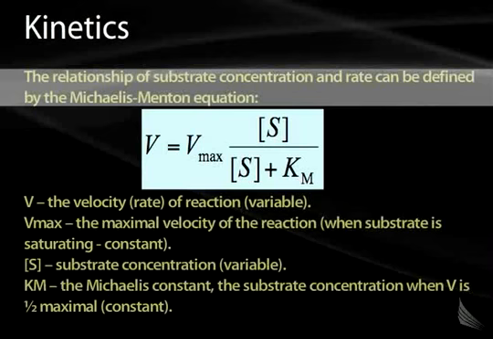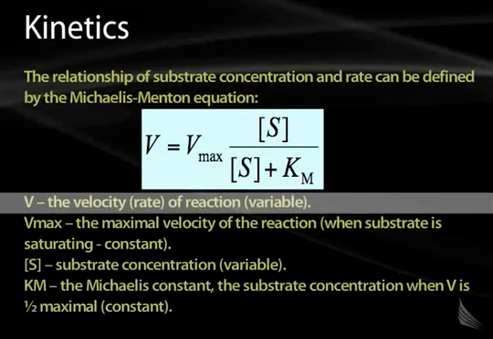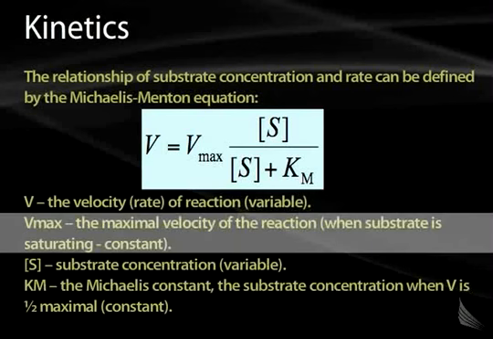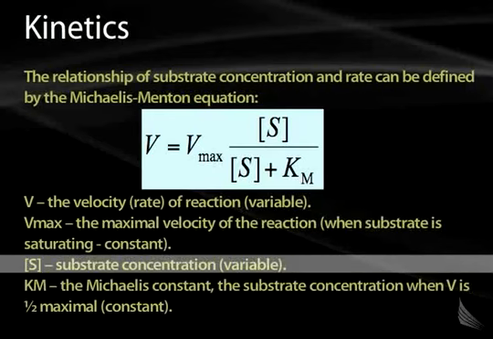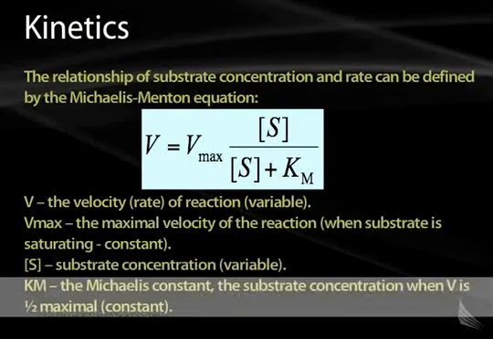This equation is V, which represents the rate or velocity of the reaction, is equal to Vmax, which is the maximal velocity of the reaction, the velocity of the reaction when the substrate concentration is saturating, times the substrate concentration divided by the substrate concentration plus a term that we call Km. Now, Km is the Michaelis constant. This is defined as the substrate concentration when the velocity is half maximal. So if Vmax is 10, for example, Km would be the substrate concentration that causes the rate to be 5.